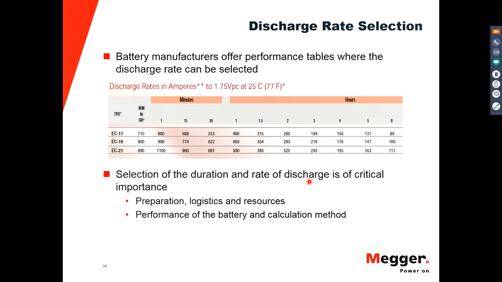Again, very important, you need to look for a duration that includes or envelopes the duration of the duty cycle. And this will define your preparation, your logistics, and resources. So if you select a very high rate, this means that you need a very big bank, and remember that that is also going to affect your result. Higher rates will mean less efficiency of the battery.